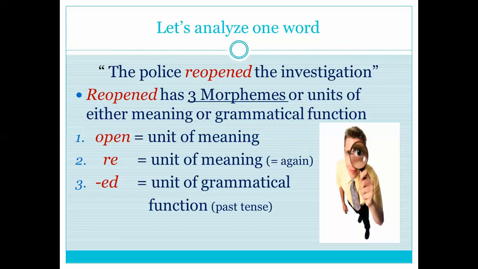So if we look at this word reopened, there are three morphemes here. If I look carefully, I can see I have a word, open, being used right here. That's one of the parts, one of the elements. We also have re and we have ed right here. So these are three separate morphemes. If I can break it down into different parts, these are the different parts I can break it down to. Open is just a unit of meaning in present tense. Re means to do again, and ed shows that it's functioning as past tense here.